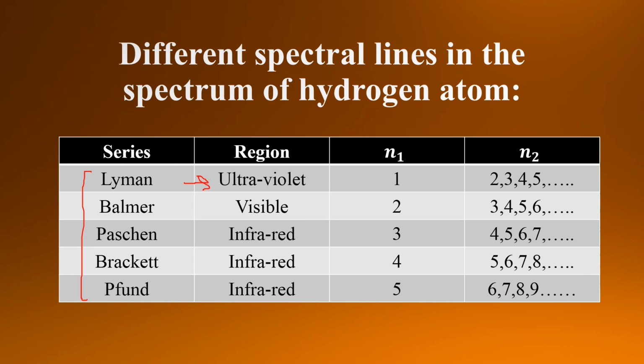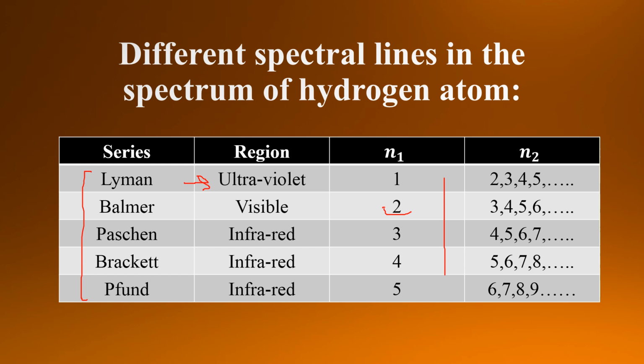Similarly, for Balmer series, the region is the visible region, the value of N1 is 2 and N2 will be 3, 4, 5 and 6. Here you can also see that the value of N1 will remain constant for all the series. In all the spectral series, the value of N1 will remain constant, but the value of N2 will vary.